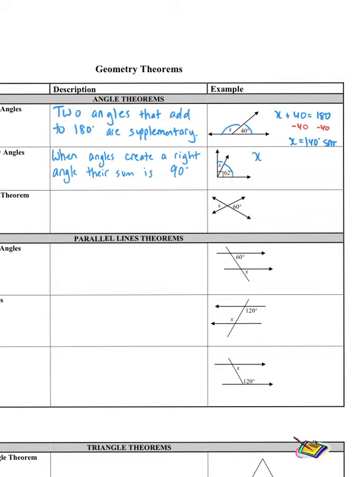So we can say that X plus 62 is equal to 90. And then again, this is a simple equation that we can solve by subtracting 62 from both sides. And we are left with X is equal to 28 degrees. And we know that because we used the complementary angle theorem.